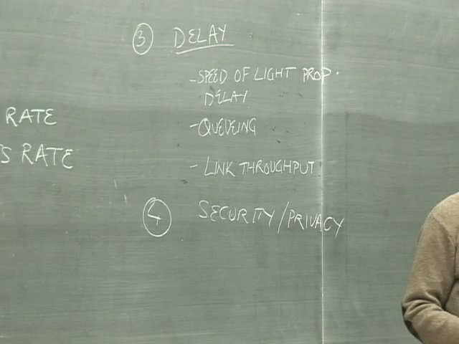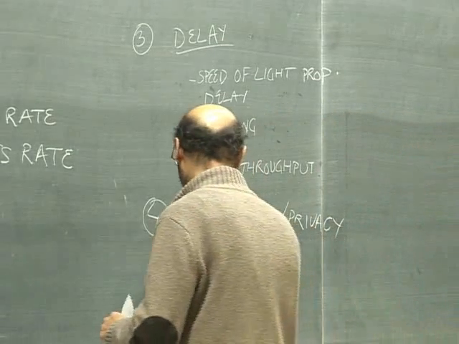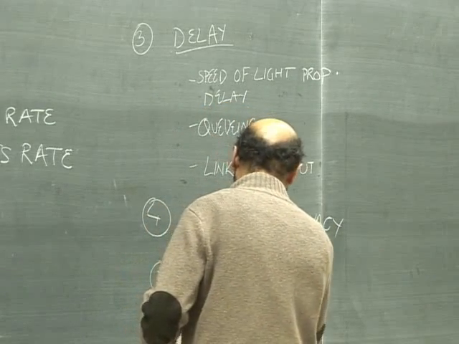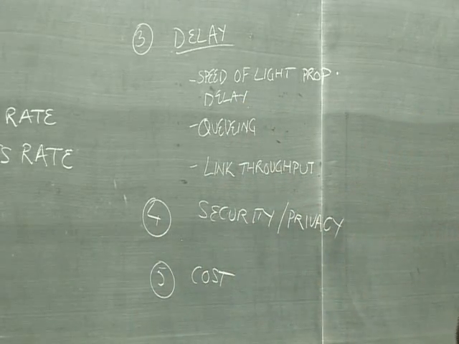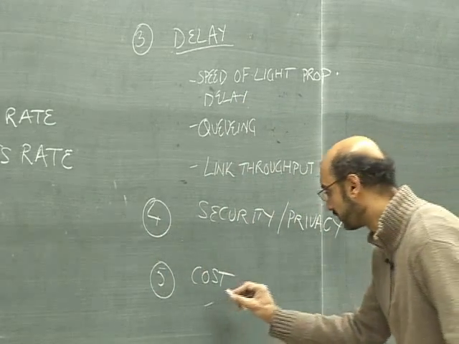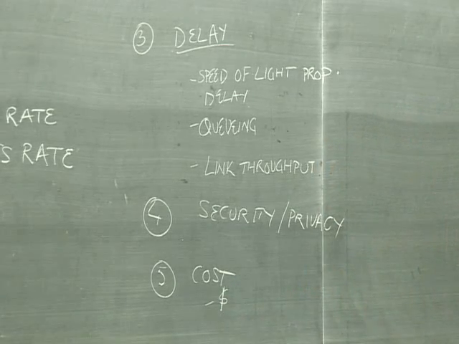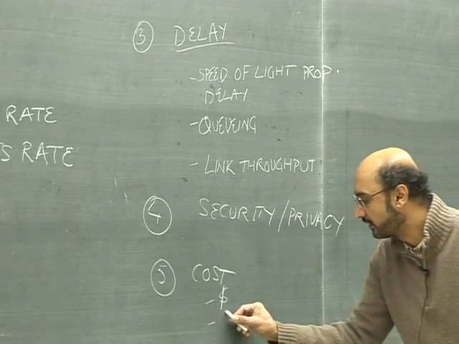Okay, any other questions over here? Okay, so let's talk about the last one, which is the cost. The cost of a link is basically two costs. One is you can think of it as a dollar cost. How much does it cost per second, per minute, per month, per year? So you have to pay for it. And the second cost is an energy cost.